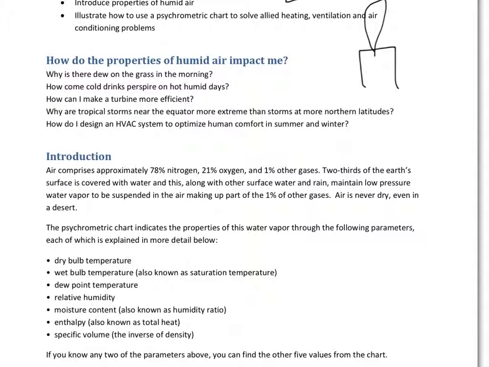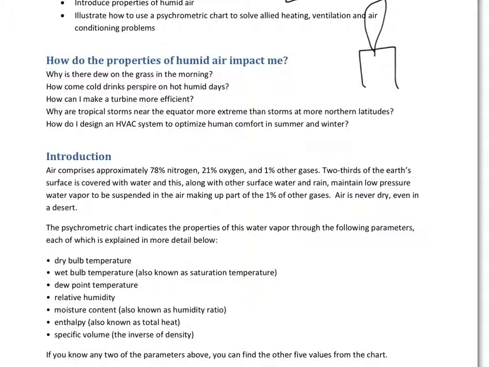Before we get started, we probably don't think about humid air too often. There are some things you might notice that you might not obviously connect with this idea of humid air. Why is there dew on the grass in the morning? Why is the grass wet? How come cold drinks on hot, humid days start to sweat a little, start to perspire? Or how come cold surfaces on hot, humid days start to sweat as well?